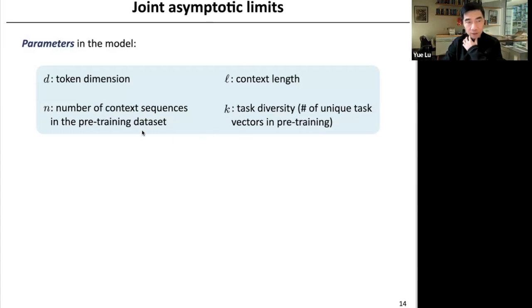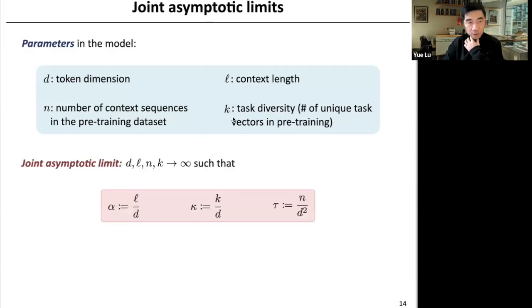So we have these 4 different numbers, and we're going to consider a scaling regime where L, the context length, scales proportional to the dimension D, and K, the task diversity, scales proportional to the dimension D. And finally, the number of training samples N scales quadratically with dimension D. So N over D squared is considered to be an order 1 constant.